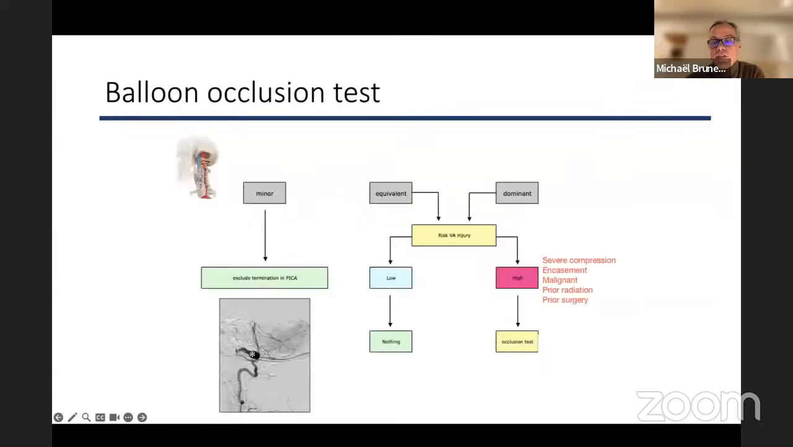If the balloon occlusion test is well tolerated, of course, you preserve the vertebral artery. If it is less tolerated or not tolerated, then you have to be prepared to perform a bypass if needed, in case of any difficulty with the exposure.